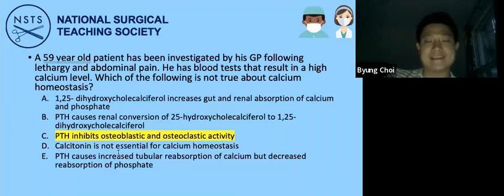And then D is a tricky one, really, because calcitonin is part of calcium homeostasis, but doesn't actually play a major role. And this is something that always tripped me up, because I would read, oh, calcitonin is not essential, and I would think, no, it is part of it. So I would maybe hastily choose that as an option.